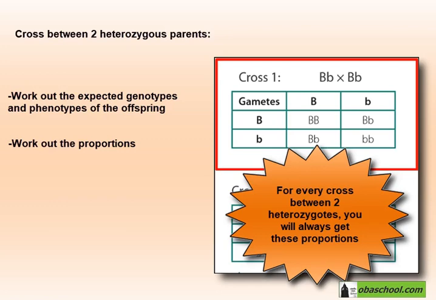So this is a pattern we can memorize to keep in mind instead of having to perform the crosses every single time. If we see that there is a cross between two heterozygotes, we can directly apply these ratios.